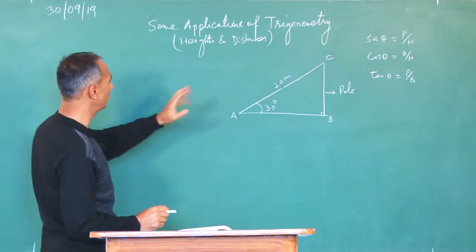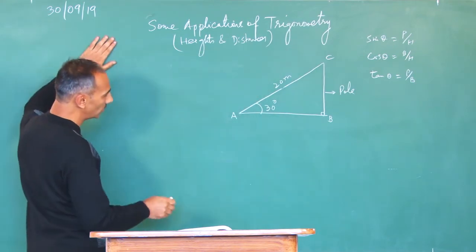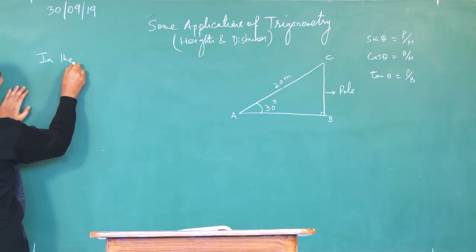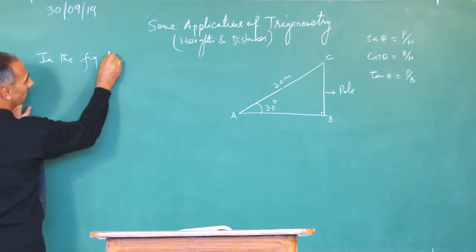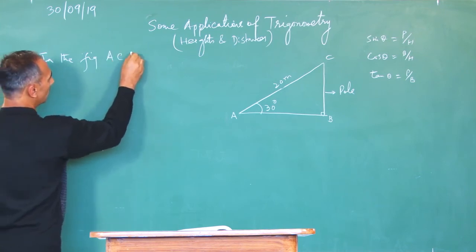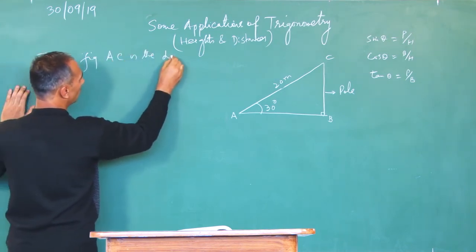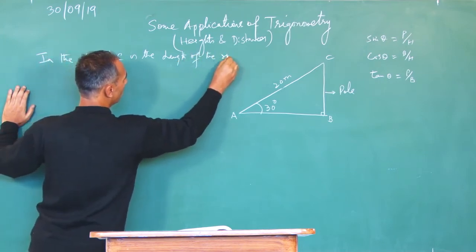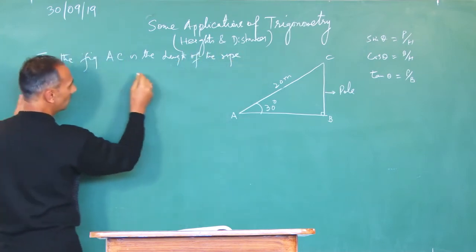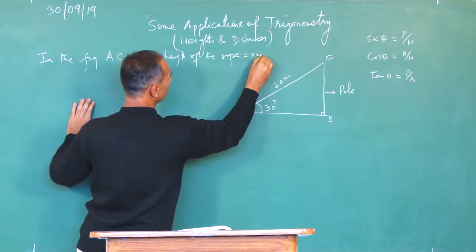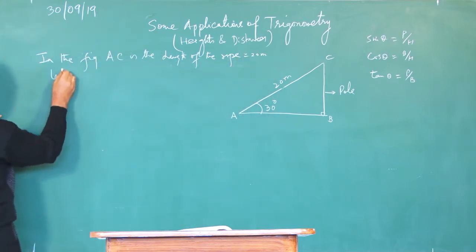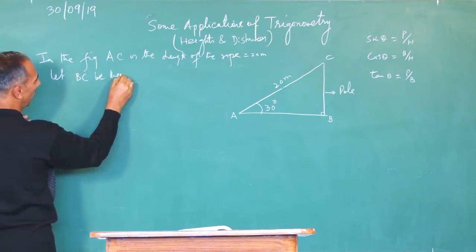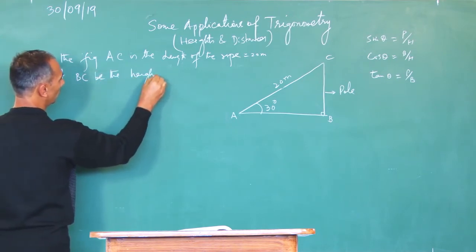Now, when you write the response in the examination, just write it this way. You would say, in the figure, AC is the length of the rope, which is equal to 20 meters. Let BC be the height of the pole.